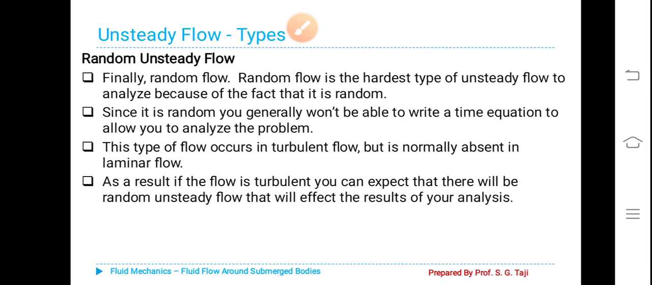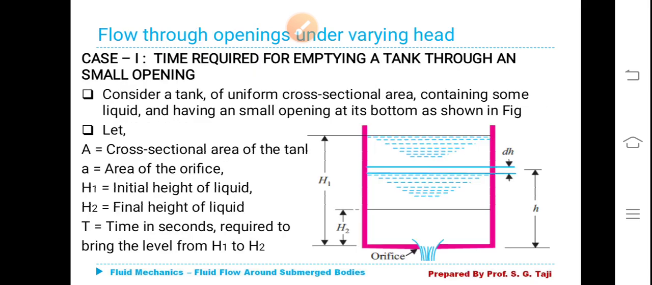This type of flow occurs in turbulent flow but is normally absent in laminar flow, which you have already studied in FM1, only in the case of turbulent flow. As a result, if the flow is turbulent, you can expect that there will be random unsteady flow that will affect the results of your analysis.